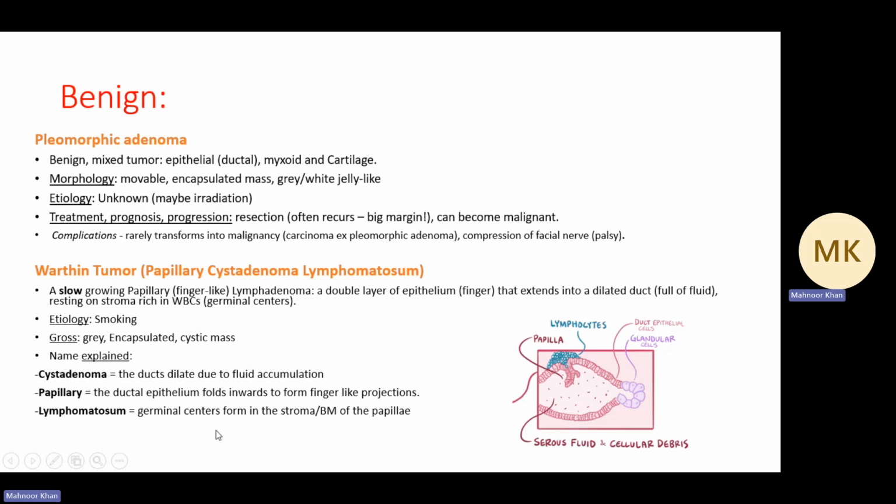Lymphomatosum, I don't know how to pronounce it correctly, but whatever. The germinal centers form the stroma or the basement membrane of the papilla, like you can see here, okay? And do not confuse it with lymphoma. It's not lymphoma, it's just a reaction to this papillary proliferation. So this is about Warthin's tumor.